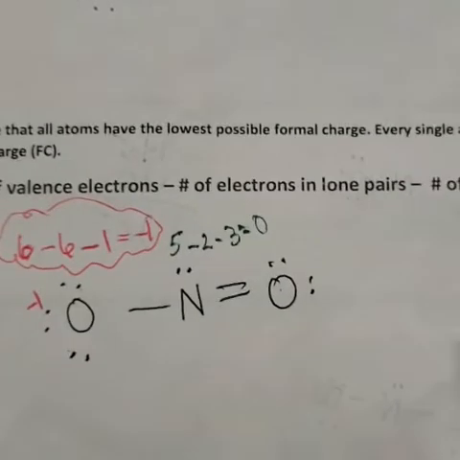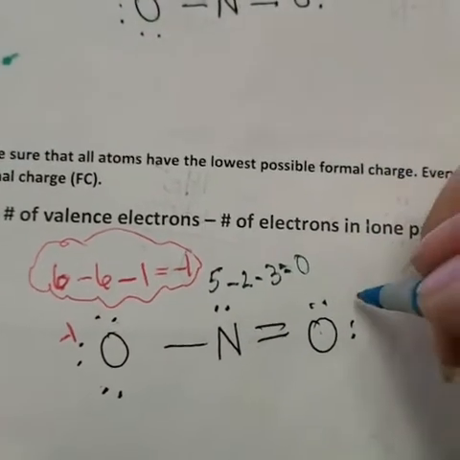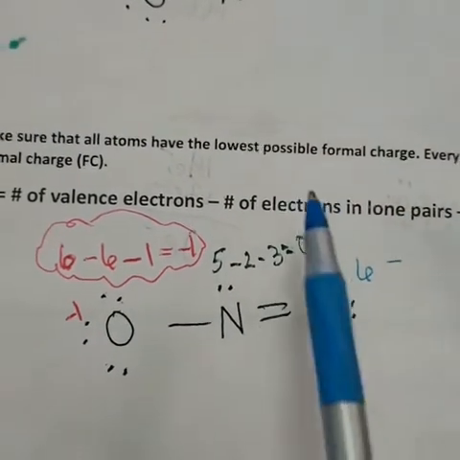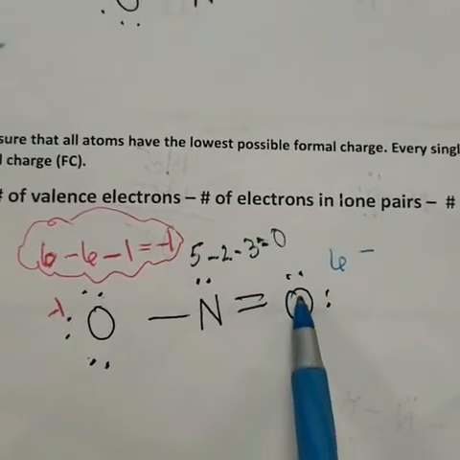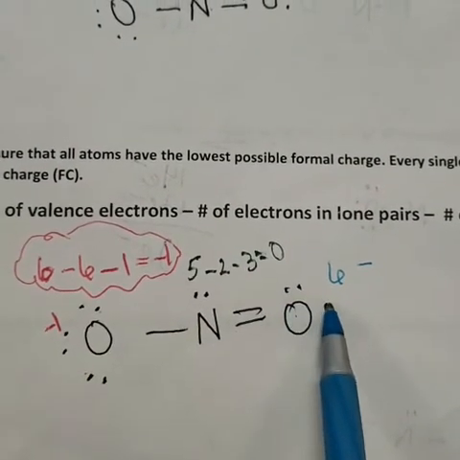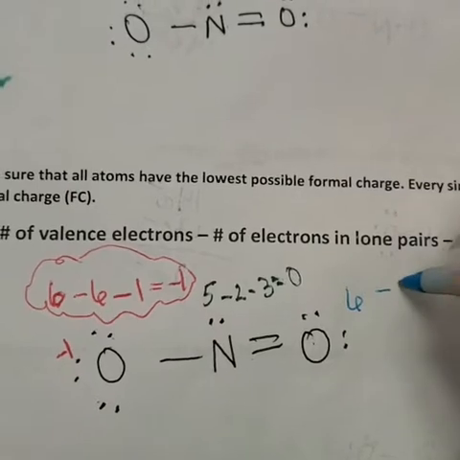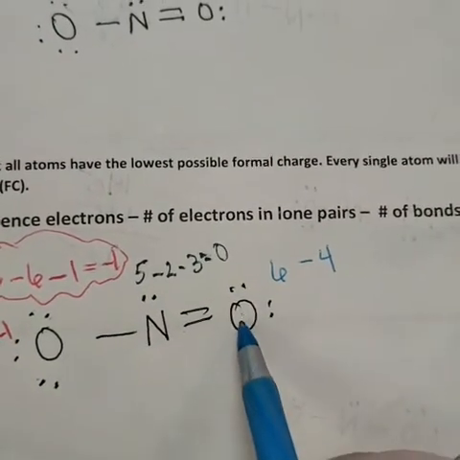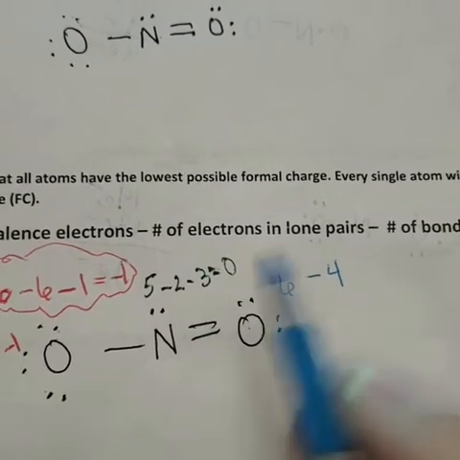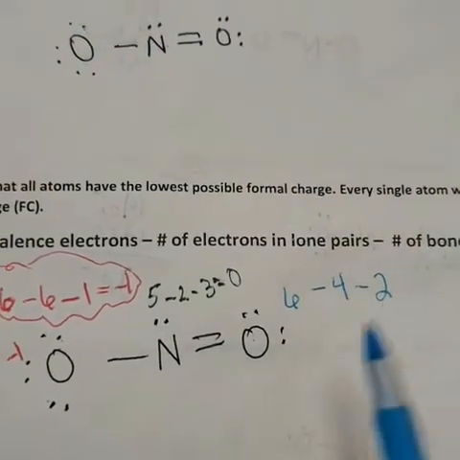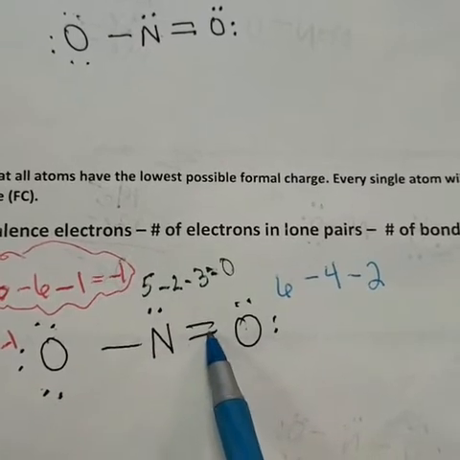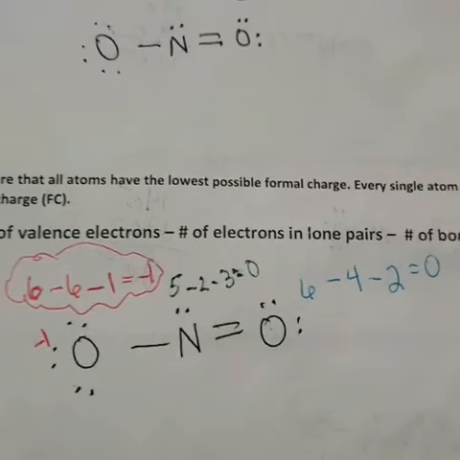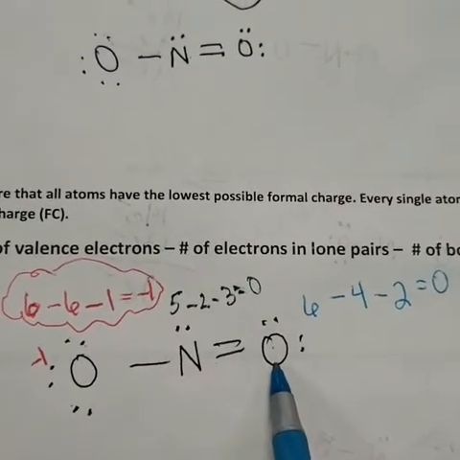Lastly, let's do this oxygen here. Oxygen, again, has a valence of 6. 6 minus the number of electrons in lone pairs. This oxygen has 1, 2, 3, 4 electrons in lone pairs. Minus the number of bonds. This oxygen has 1, 2 bonds. Minus 2. So again, every line counts as a bond. 6 minus 4 is 2. Minus 2 is 0. So this oxygen has a formal charge of 0.